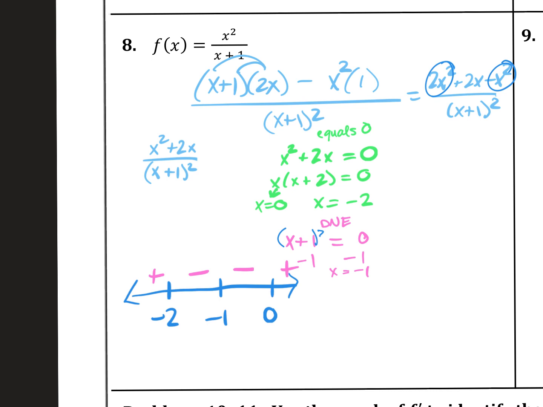So again, we are decreasing from -2 to 0. Sorry, no, we're not. And -1 to 0. Because our function doesn't exist at -1. Or our derivative doesn't, so we can't say anything's happening there. Well, our function doesn't exist there either.